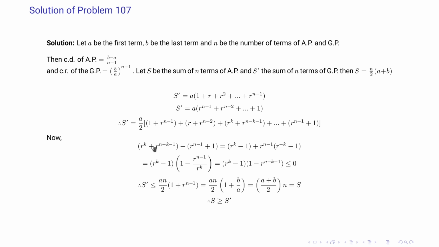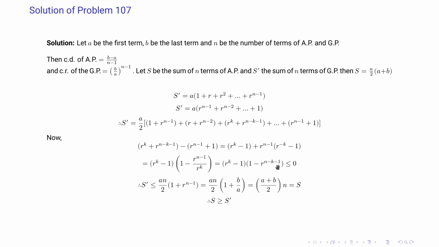So we take R to the power k plus R to the power N minus k minus 1, which is a general term, minus (R to the power N minus 1 plus 1). We rearrange and rewrite this. We take out R to the power k minus 1 common, and we then have R to the power k minus 1 multiplied with 1 minus R to the power (N minus k minus 1). Now this will be less than or equal to 0. The reason is, if R is less than 1, then this term would be negative and this would be positive. If R is 1, then both will be 0. If R is greater than 1, then this term would be positive and this term would be negative. So the whole is less than or equal to 0.